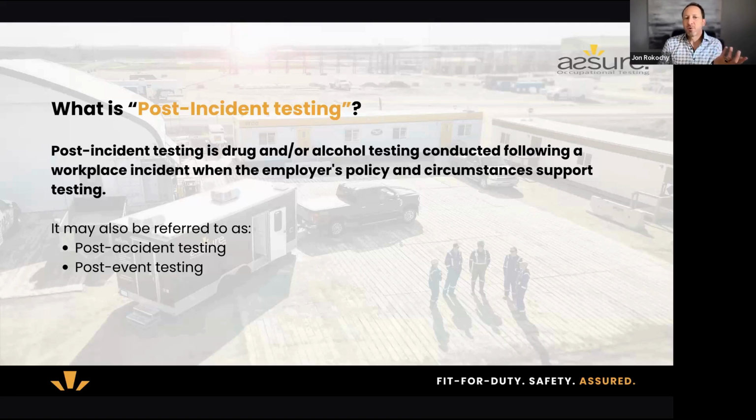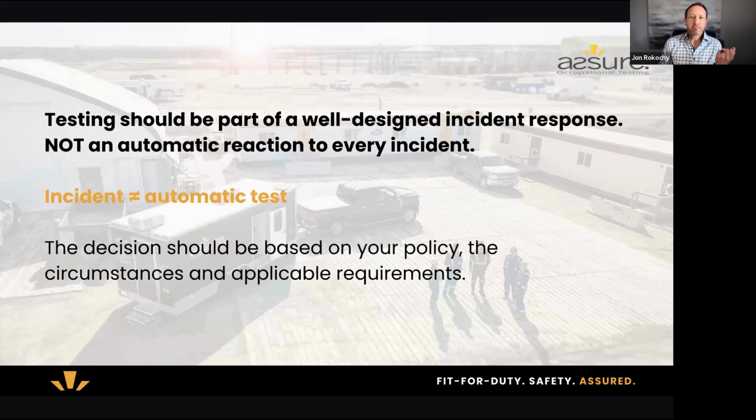It may also be referred to as post-accident, post-event. Your policy might call it different things. So here's an important distinction that I really want to land. Testing should be part of a well-designed incident response. It is not an automatic reaction to every incident.